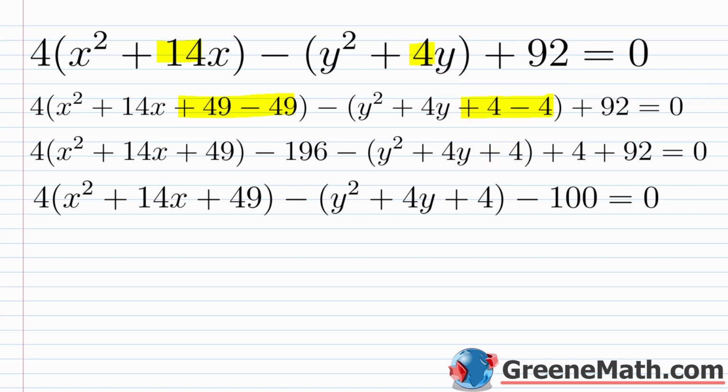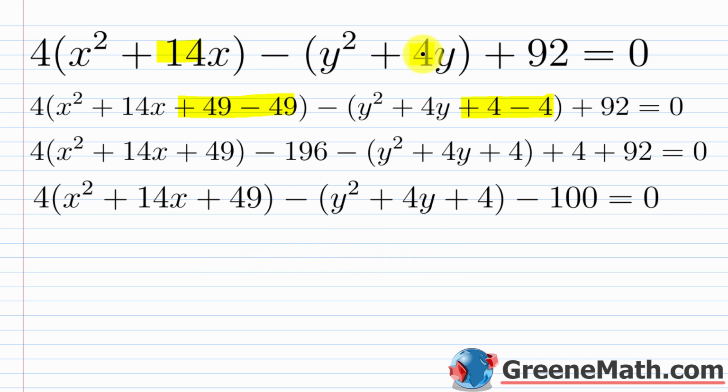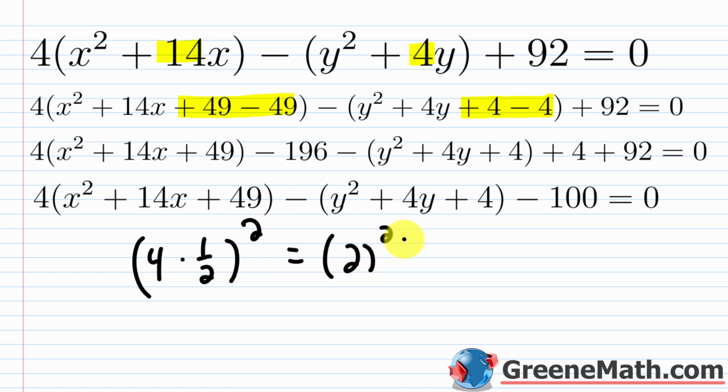Let me just show that real quick so nobody's lost. So this one was 14 times 1/2, and this is squared. And so this became 7 squared, which equals 49. Again, that's where we get this from. So you have plus 49 and then minus 49. And the other one real quick was 4 times 1/2. Again, that's going to be 2. And when we square this, 2 squared is obviously going to be 4. That's why we have plus 4 and then minus 4.